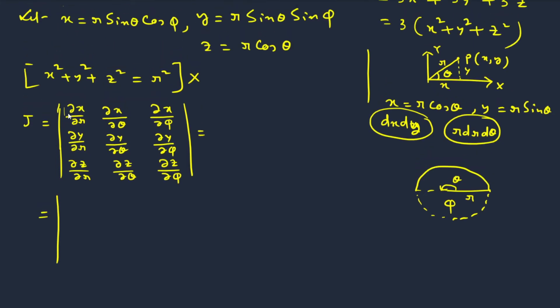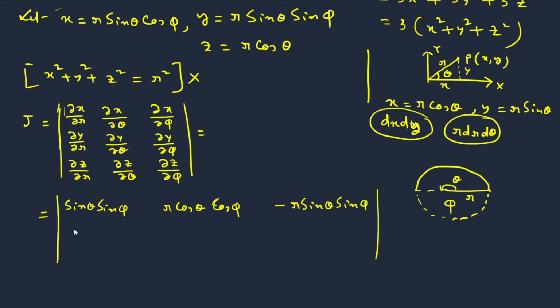So what is del x by del r? Del x by del r is sine theta, sine phi. Then del x by del theta. If we differentiate x with respect to theta, you will get r cos theta, cos phi. And then del x by del phi, it will be minus r sine theta. And differentiation of cos phi is how much? Minus sine phi. That's why I wrote minus sine phi. Okay. In the same way, you have to write the other values.